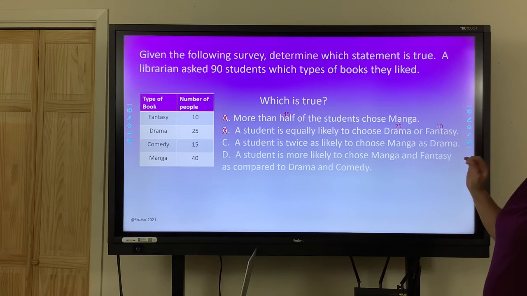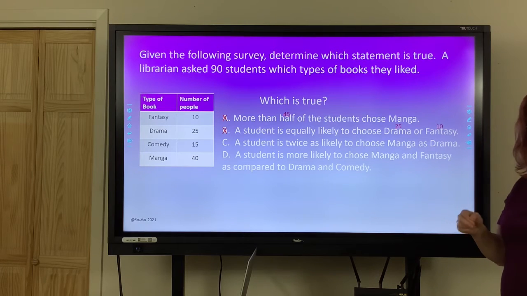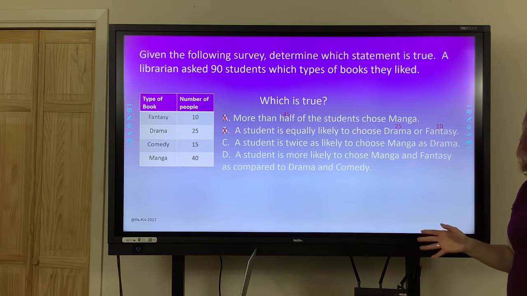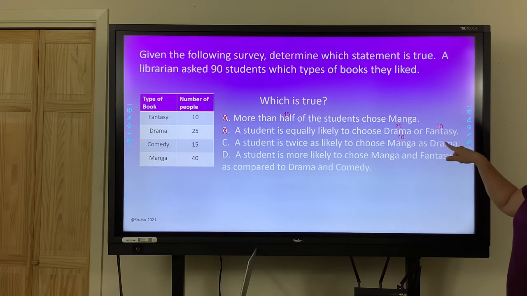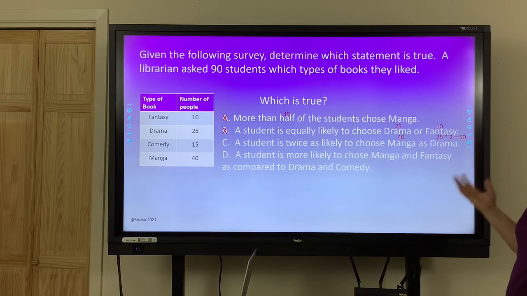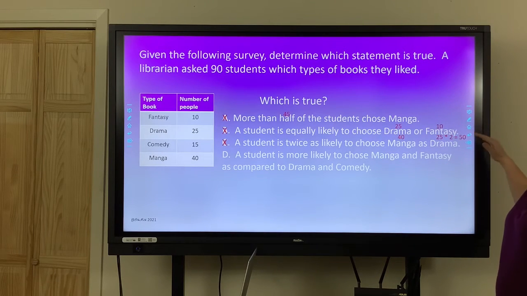All right, a student is twice as likely to choose manga. Twice as likely means doubled, times 2. So let's look. Manga is 40 and drama is 25. Well, 25 times 2 is 50, not 40. So again, that answer choice is wrong.